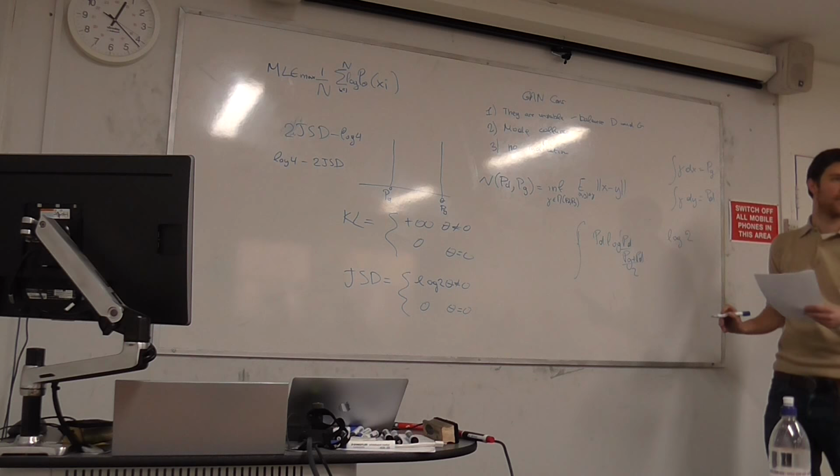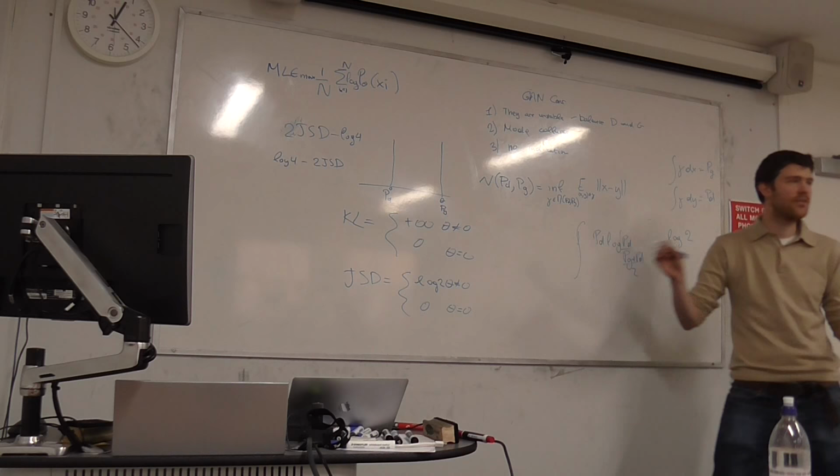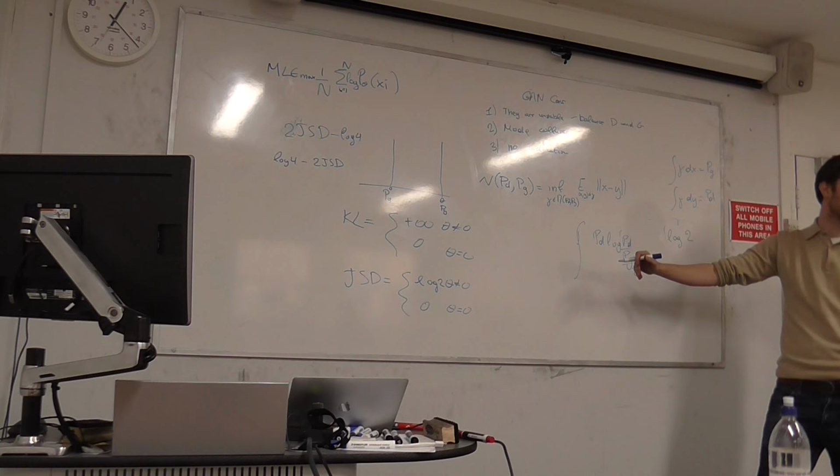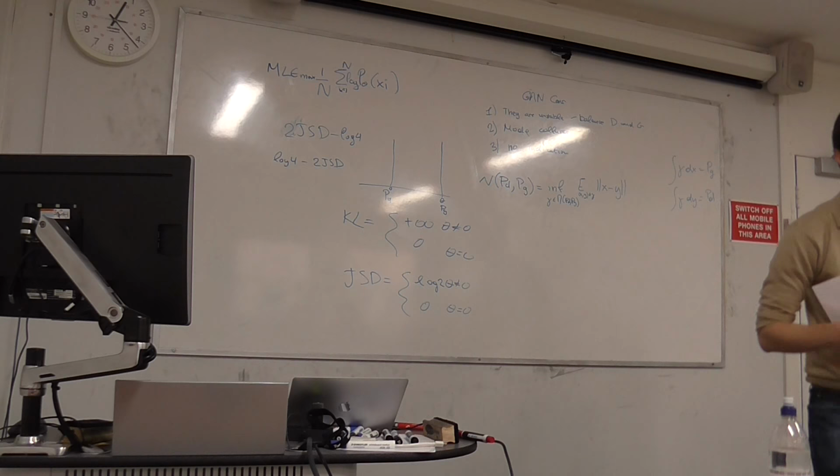And if PG is PD, then they perfectly match, and the Jensen-Shannon divergence is zero. So log two everywhere, zero just at theta equals zero. Make sense? Cool. Okay, we've shown what's wrong with these.